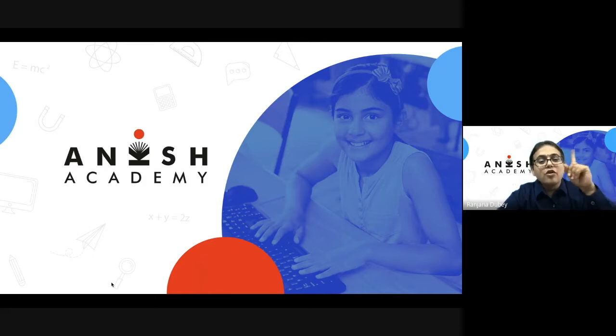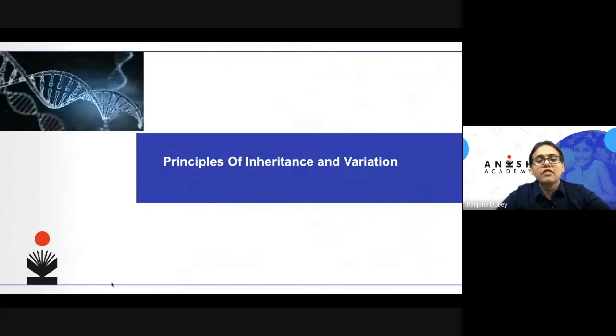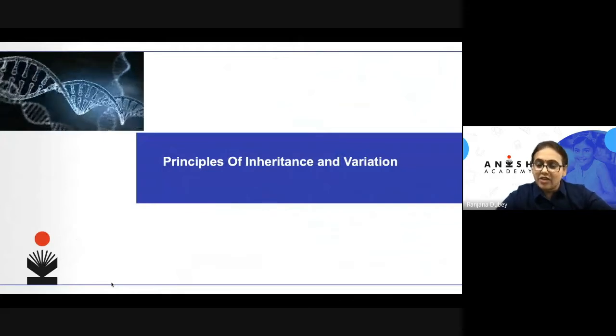Every year from the same lesson, at least 4 to 5 questions are asked and have been asked repeatedly ever since I was a NEET aspirant. It is still the favorite topic of the examiners. You guessed it right. There is a chapter which is so very important, and I want to tell you the name of that lesson. It is Principles of Inheritance and Variation.